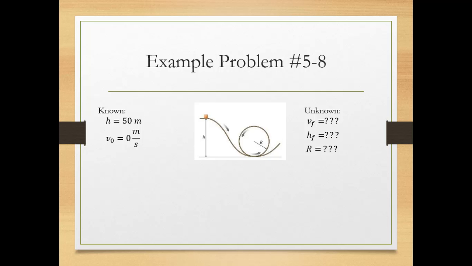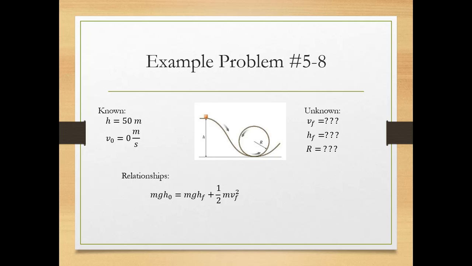We know v0 is 0. I don't know vf, I don't know hf, and I don't know r. I can use conservation of energy, and if this is a frictionless track, the work done by non-conservative forces is 0. Even around the circle, gravity is the only force acting on the object. You might say, well, what about the normal force? Well, normal force is always perpendicular to motion around the circle.